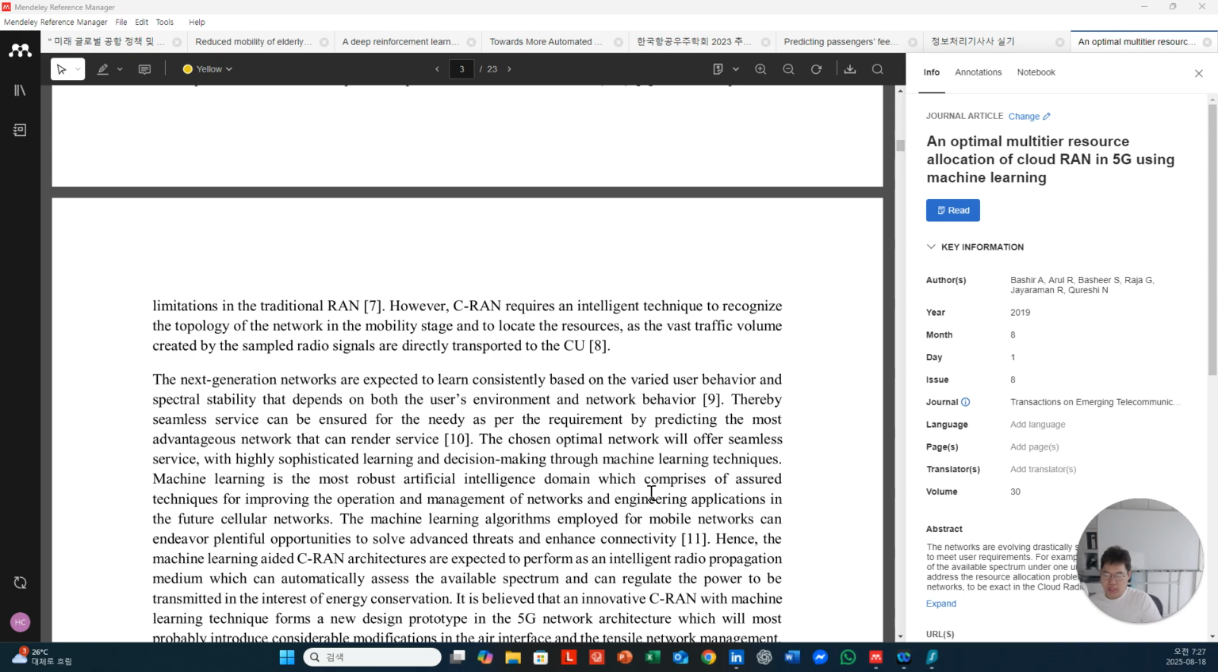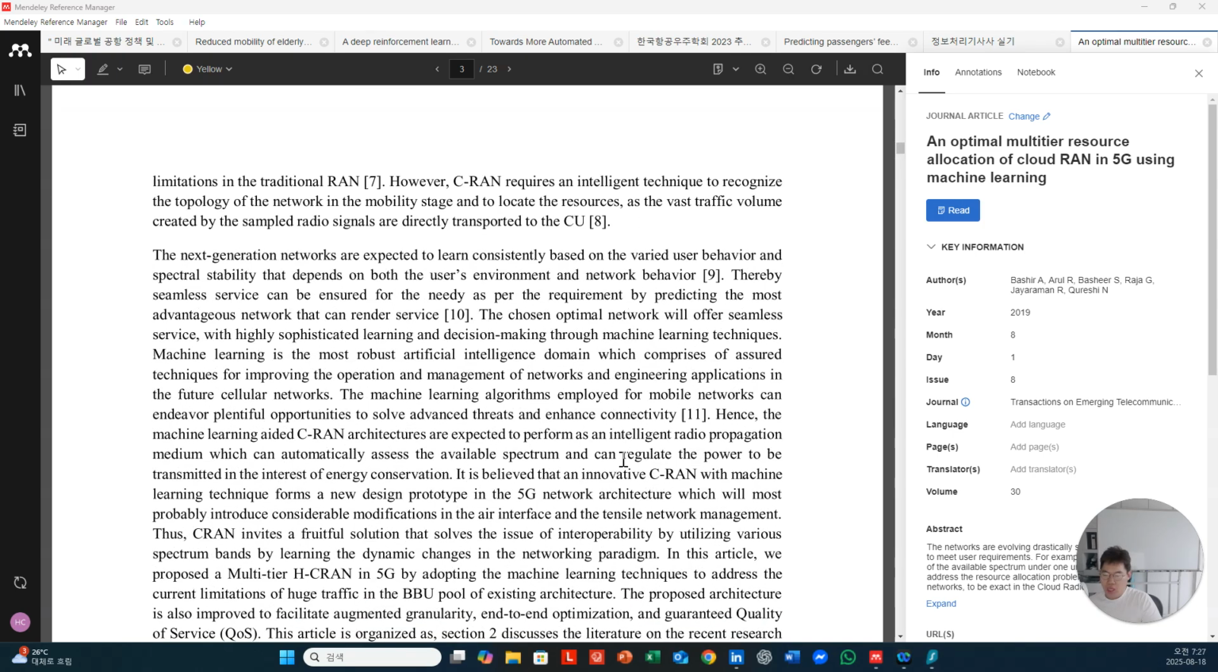Hence, the machine learning aided CRAN architectures are expected to perform as an intelligent radio propagation medium which can automatically assess the available spectrum and can regulate the power to be transmitted in the interest of energy conservation. It is believed that innovative CRAN with machine learning techniques forms a new design prototype in the 5G network architecture, which will most probably introduce considerable modifications in the air interface and the network management. CRAN offers a fruitful solution to the issue of interoperability by utilizing various spectrum bands and handling the dynamic changes in the network paradigm.